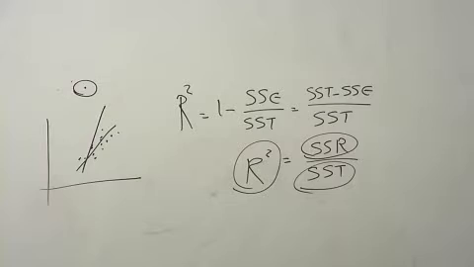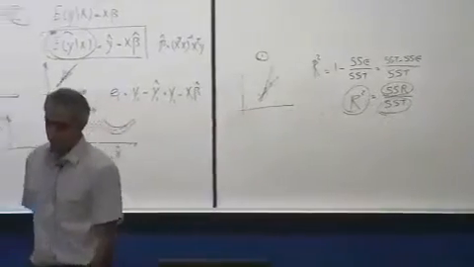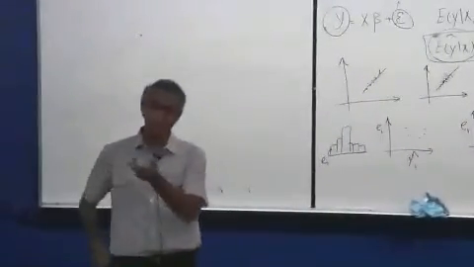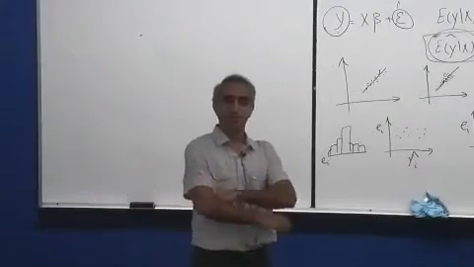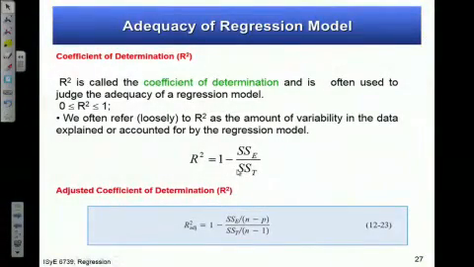So I know that most of you have seen R squared. But what is the problem with R squared? That's why we have adjusted R squared, by the way. So what is the problem with R squared? Can anybody tell me? More points, you mean more data points?